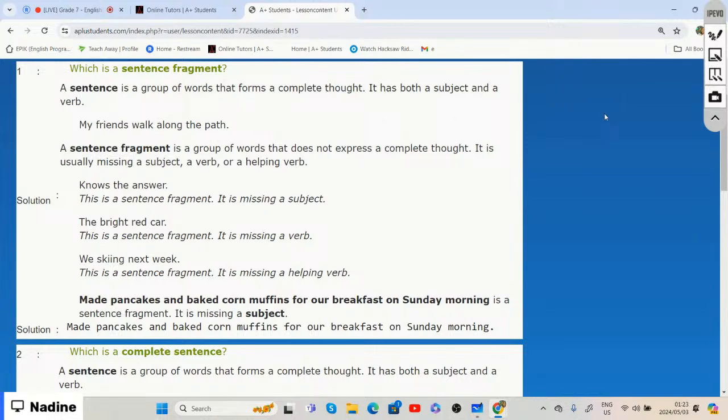So a sentence, a complete sentence, has a subject as well as a predicate. But then we have a sentence that is a fragment, right?